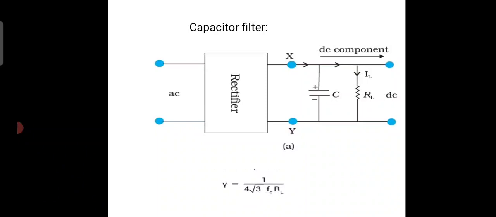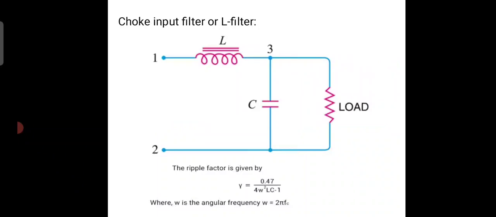The next filter is the choke input filter or L filter. It is also called an inductance filter or L section filter. These are the different names for the choke input filter. Here also there is a circuit diagram. I think the circuit has been reduced to a smaller portion.